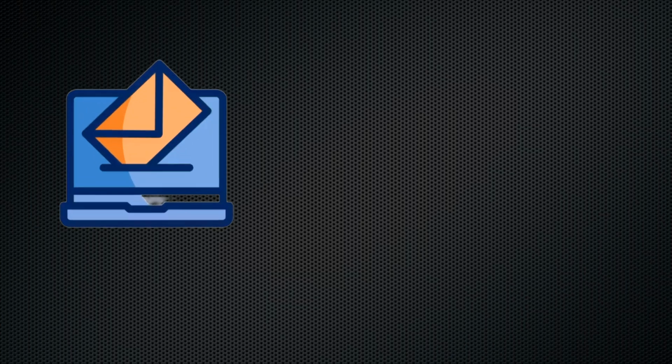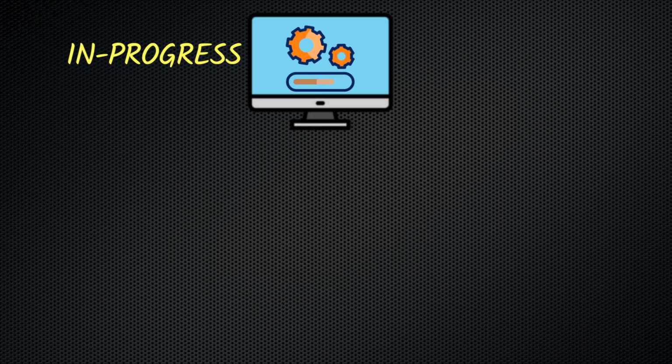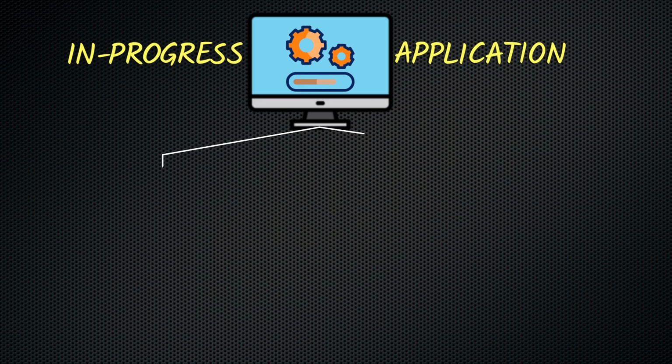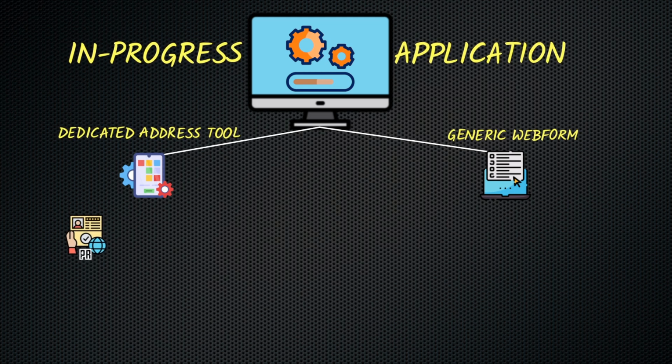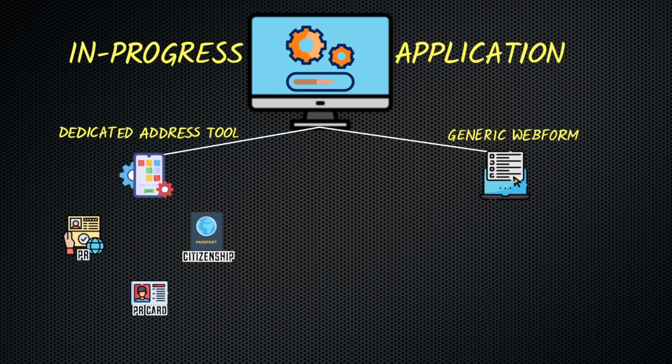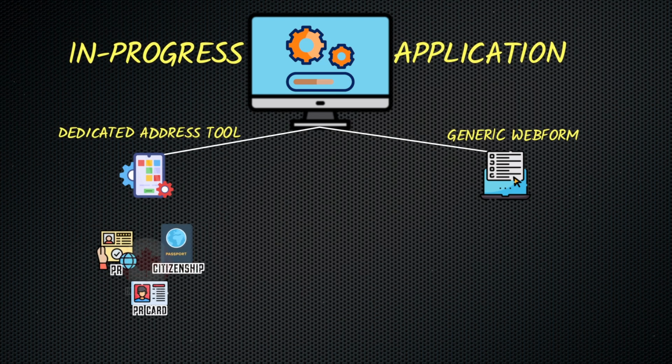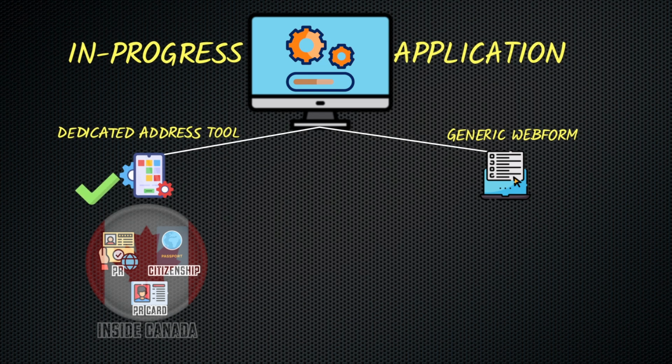Let's find out. So when you have an application in process with IRCC, you generally have two ways to change your address online. Number one, through their dedicated address change online tool, or number two, through a generic web form submission. If the address change is for an ongoing permanent residence application, or an ongoing citizenship application, or an ongoing PR card renewal application, all from inside Canada, you could use the dedicated online tool.